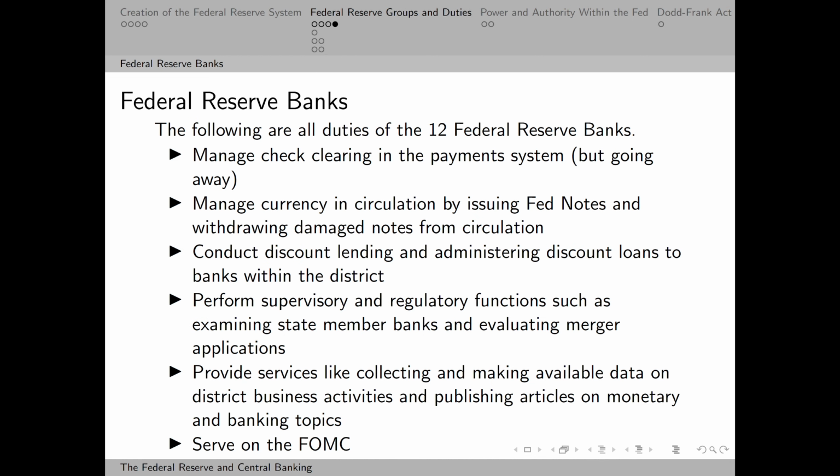And they have the following duties. First, to manage check clearing in the payment system, but that is quickly going away. It used to be that any check that you write gets cleared by the Federal Reserve banks if it is to a member branch, but as checks go away, this duty is going away. They also manage the currency in circulation by issuing Fed notes and withdrawing damaged notes from circulation. They conduct discount lending, administering discount loans to banks within the district. They also provide supervisory and regulatory functions, such as examining state member banks and evaluating merger applications.